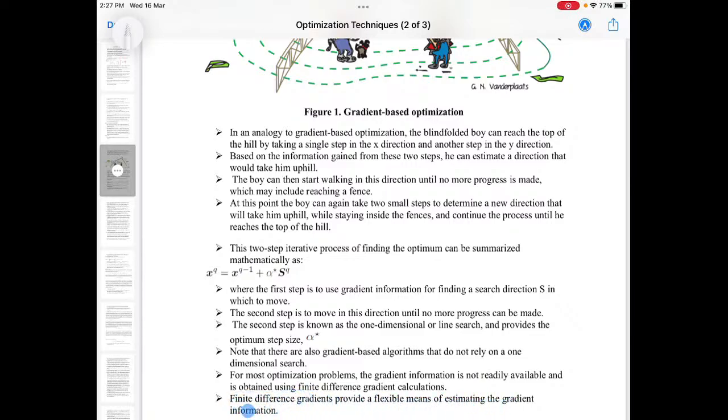So the finite difference gradient, or the distance between two points here, gives you the gradient and finds the change. So actually the gradient means the space rate of change. So here the space rate of change, which is also called the difference gradient, provides a flexible means of estimating the gradient information.